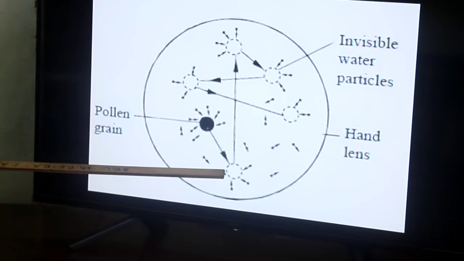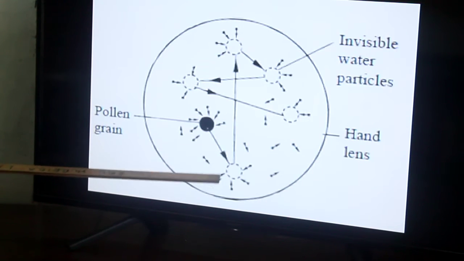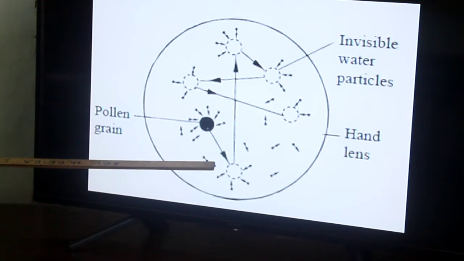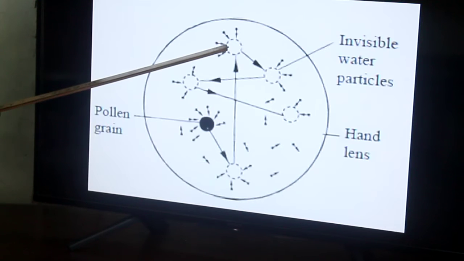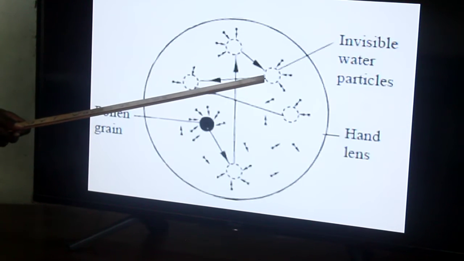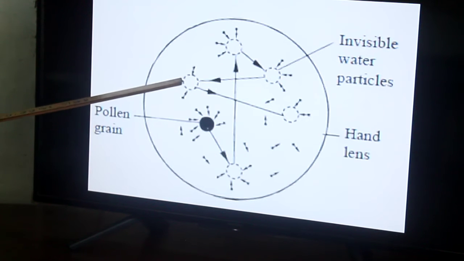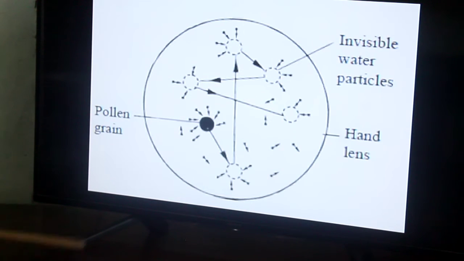Again, it will be hit by other water molecules which we don't see, which are also moving in a constant random motion. That pollen grain will move from that particular place to another position, and to another position, and another position. In other words, the pollen grain will be moving in a constant random motion from one point to another point, and so on and so forth.